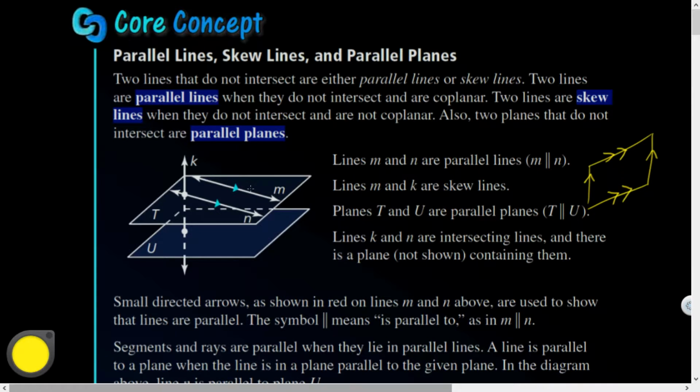It says planes T and U are parallel planes. Planes, notice, are denoted with capital letters. These are parallel planes. They never intersect. So you have to imagine these planes going infinitely in all directions. I would also point out that any line on plane U is going to either be parallel or skew to any line on plane T. All right, and there would actually be infinitely many lines on plane U that are parallel to, say, line M, right? But there are also infinitely many lines on plane U that would be skew to line M. All right, so interesting stuff there.